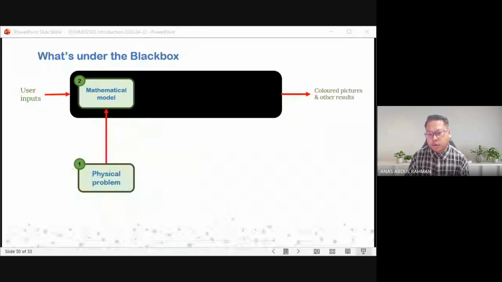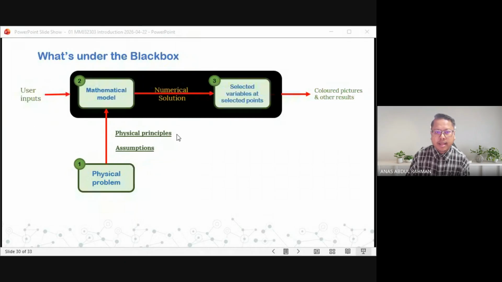So this physical problem must be represented by a set of mathematical models. If you remember the quote from James Clerk Maxwell just now, almost everything in this life can be represented, resolved, or solved by using a set of equations or laws of numbers. So we have a few assumptions, we have physical principles, and then we have to solve the mathematical model. Then we get a bunch of nodes, which I'm going to explain in a bit, either in this lecture or in the lab later on.